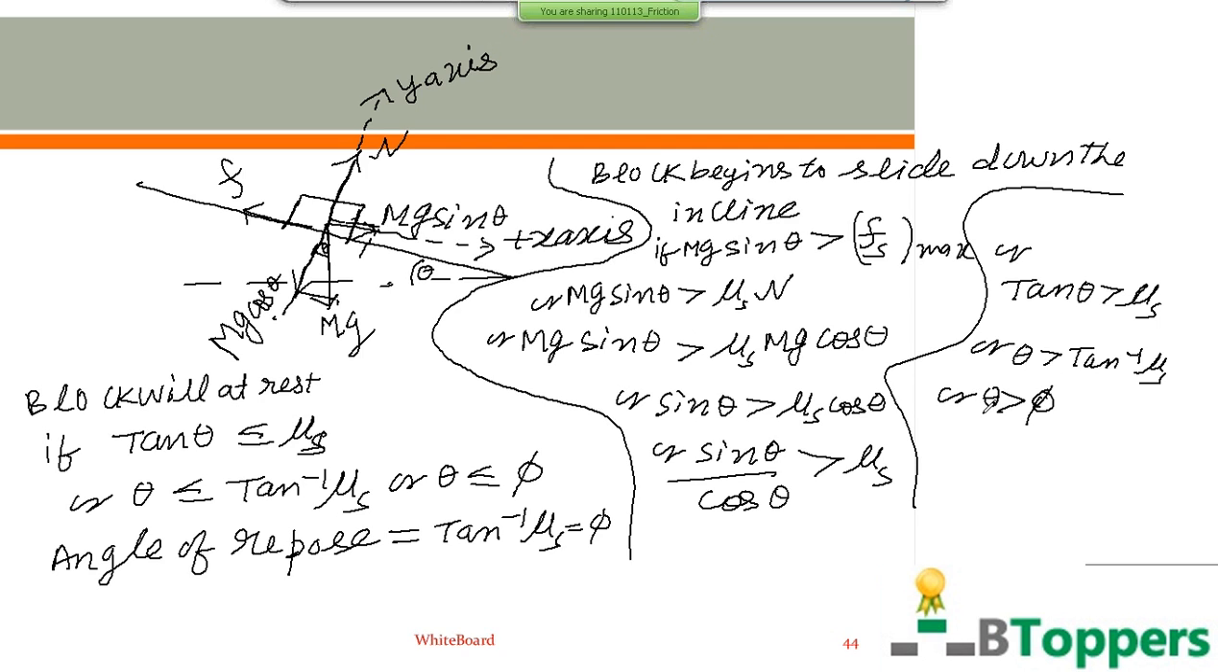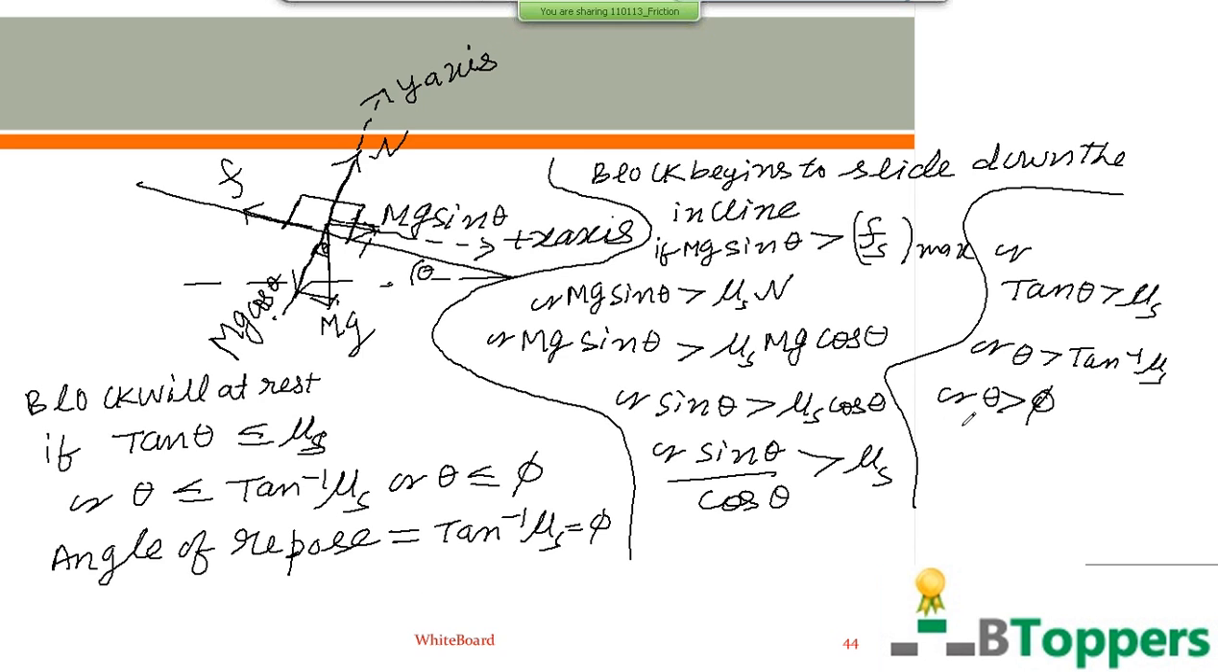The block begins to slide itself down the inclined plane under the action of weight mg, normal reaction and friction forces, if the angle of inclination of the inclined plane to the horizontal is more than the angle of friction between the two surfaces, or greater than the angle of repose. So even if the angle of inclination theta of the inclined plane to the horizontal is infinitesimally greater than this angle of repose, then the block begins to slide down the inclined plane with acceleration.